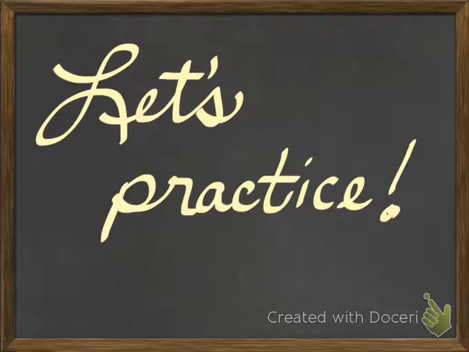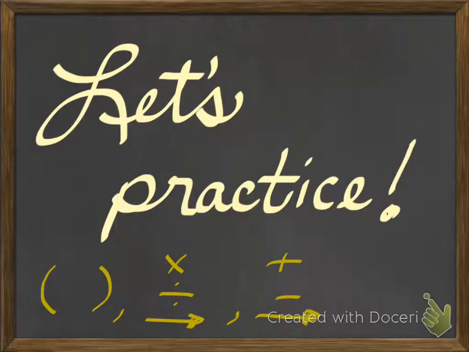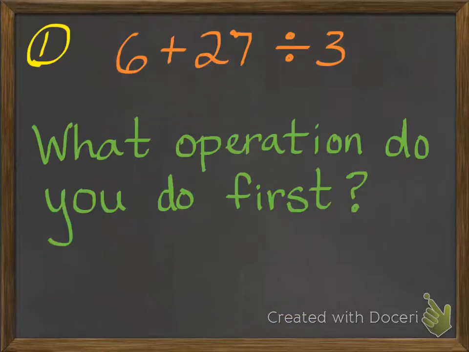So let's practice. Don't forget, first you use parentheses, then you multiply or divide, just go left to right, and then you can add or subtract and also go left to right, okay? It's easy as 1, 2, 3. Here we go. Let's try it.